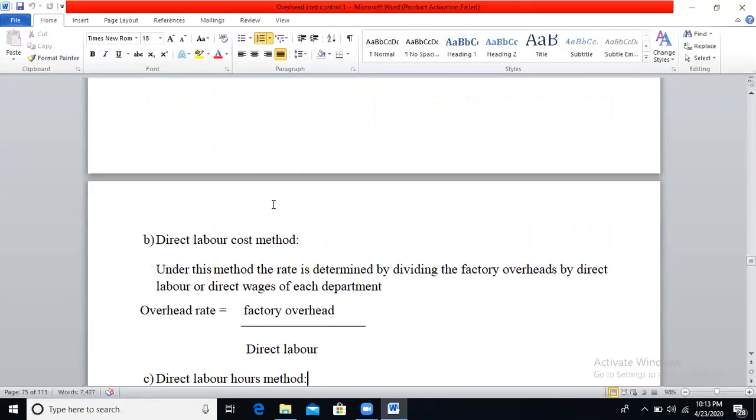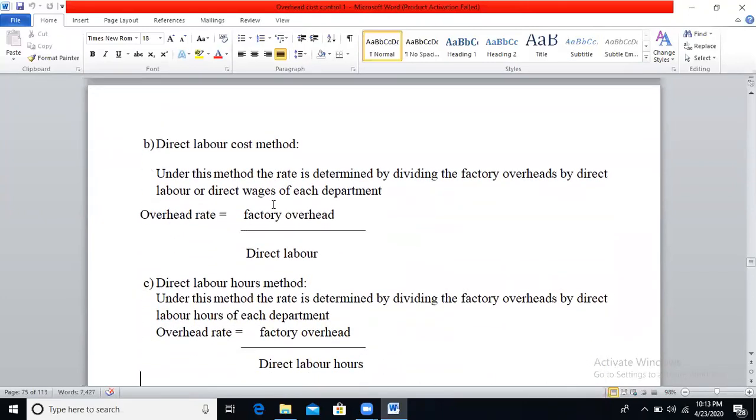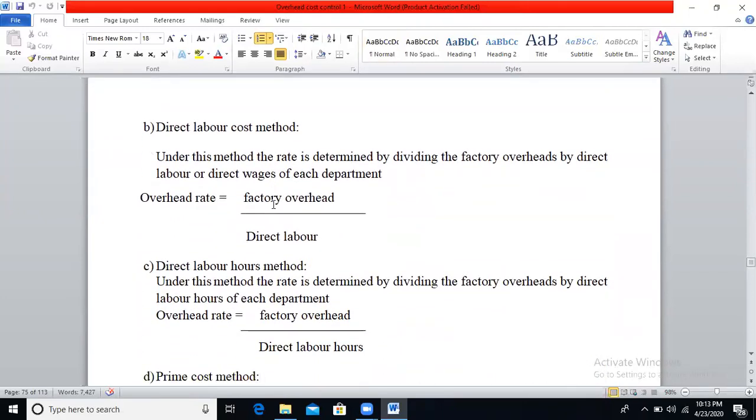The next method is the direct labor cost method. Under this method, the absorption rate is calculated on the basis of direct labor or direct wages. The rate is determined by dividing the factory overheads by direct labor or direct wages of each department. So overhead rate is equal to factory overhead divided by direct labor or direct wages.